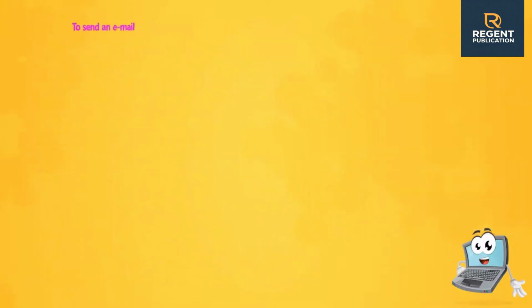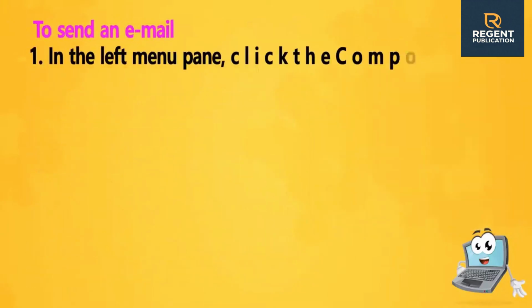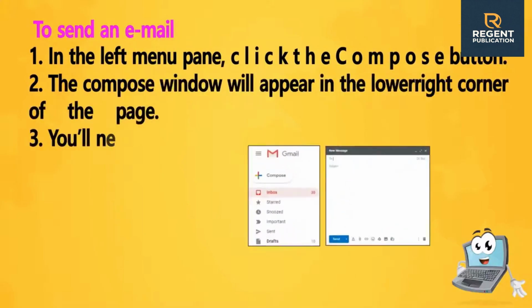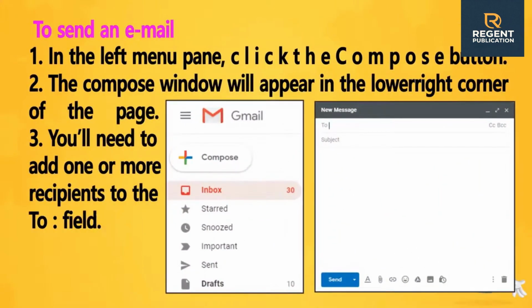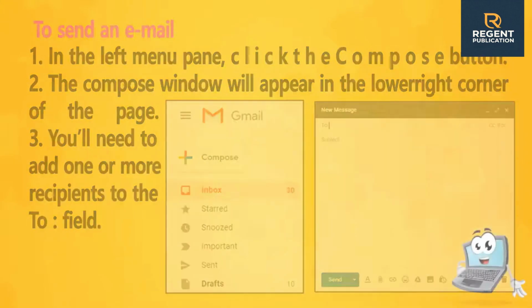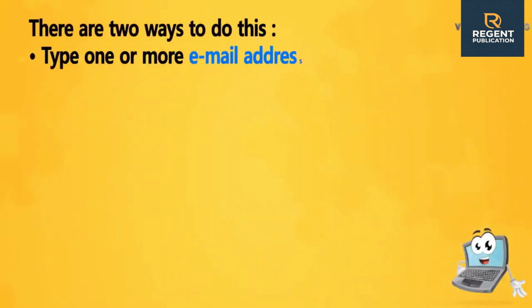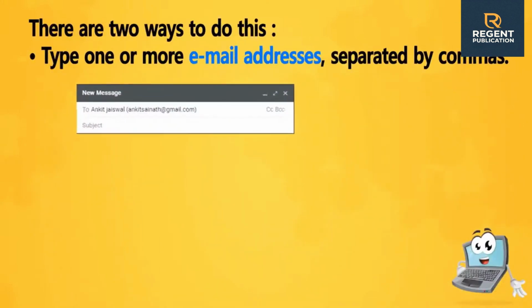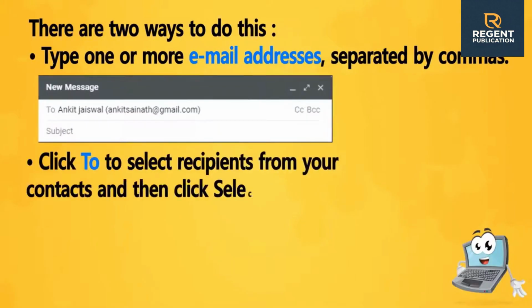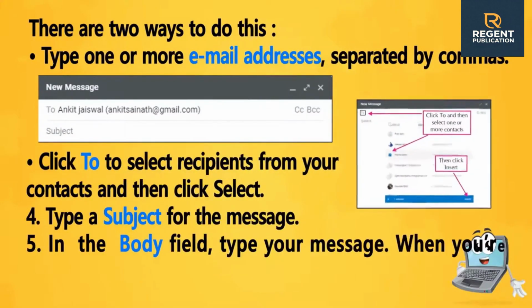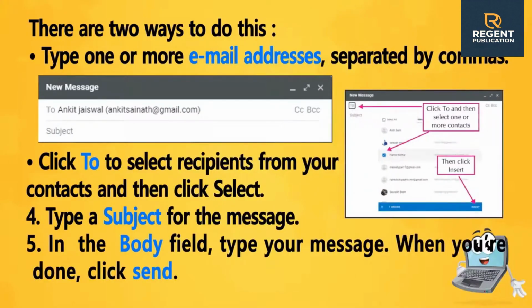To send an email, in the left menu pane, click the Compose button. The Compose window will appear in the lower right corner of the page. You will need to add one or more recipients to the To field. There are two ways to do this. Type one or more email addresses separated by commas. Or click To to select recipients from your contacts and then click Select.